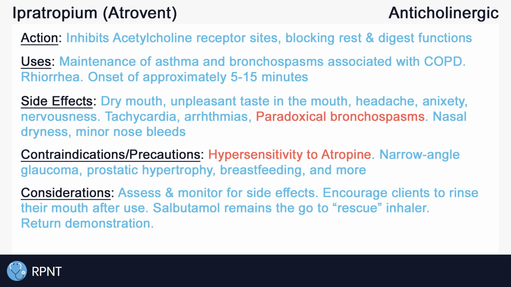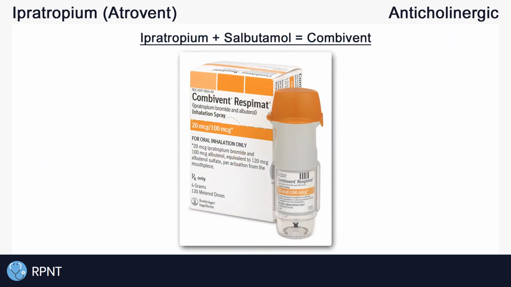A good general rule for inhalers is to inhale for 3 seconds, hold for 10 seconds, and exhale through the nose. Ipratropium can also be administered as a combined inhaler with salbutamol. This combination is known as Combivent, which produces a greater bronchodilation effect.